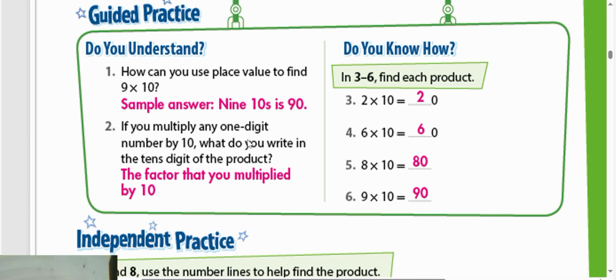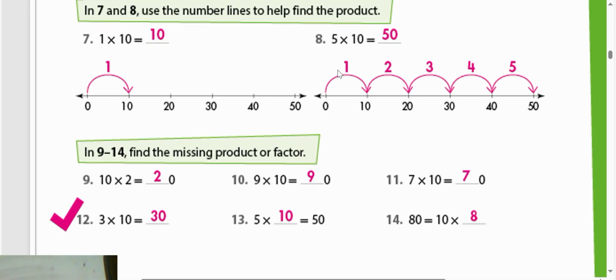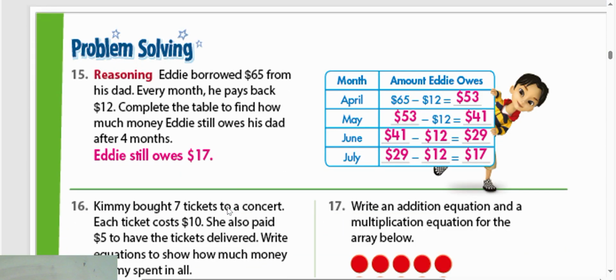If you multiply any one-digit number by 10, what do you know? You write the factor that is multiplied by 10 in the tens digit of the product. Like 2 times 10, 20, 6 times 10, 60, 8 times 10, 80, 9 times 10, 90, and so on, okay? Complete the easy question. You can find the result of multiplication by 10: we must put 0 behind the digit, okay?